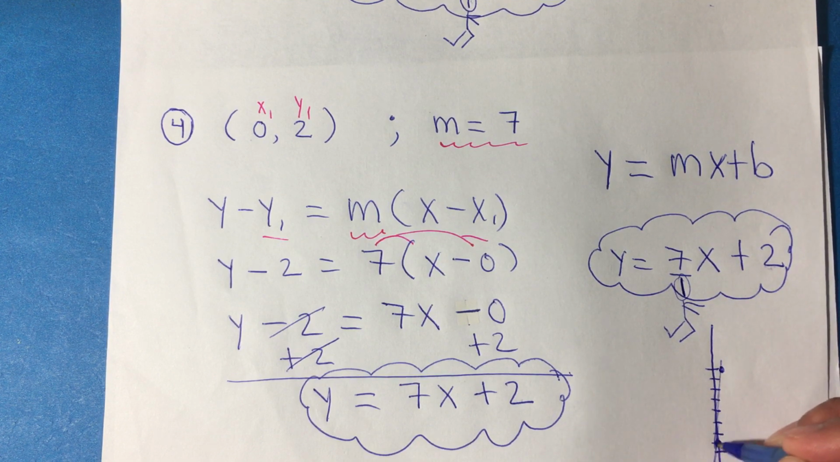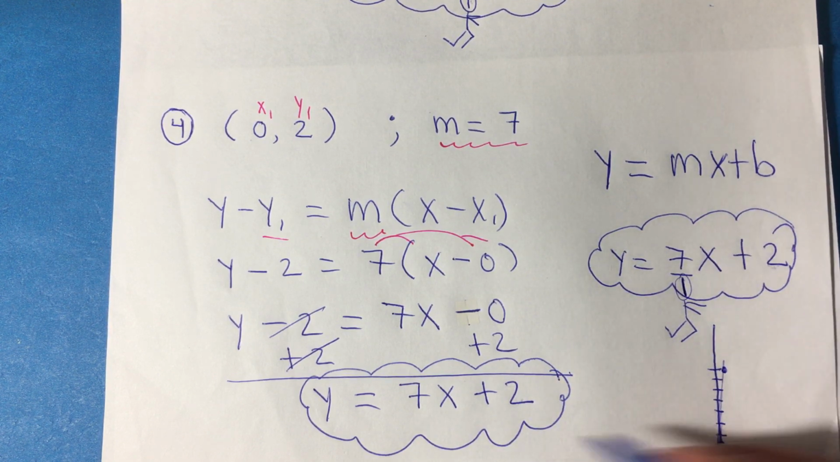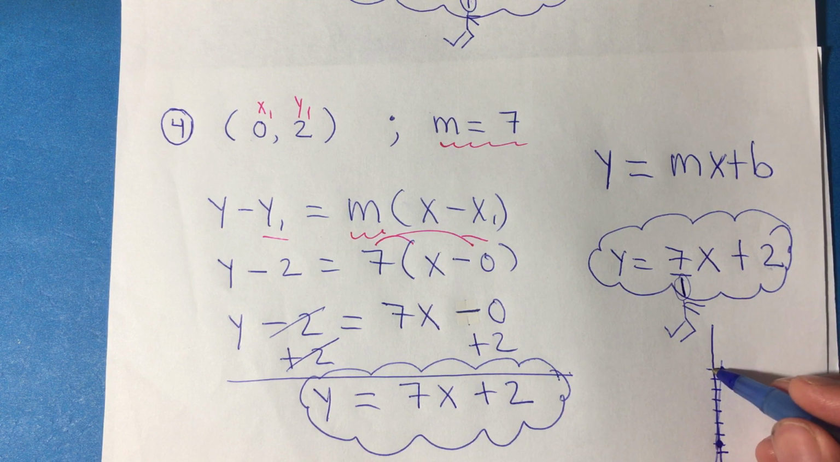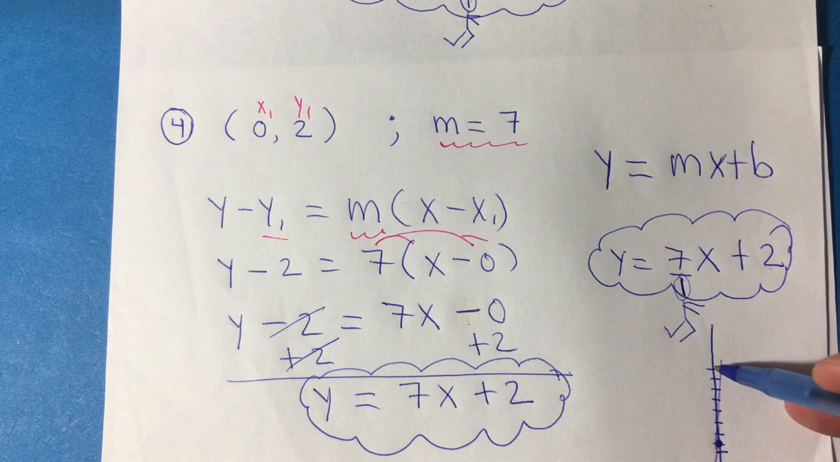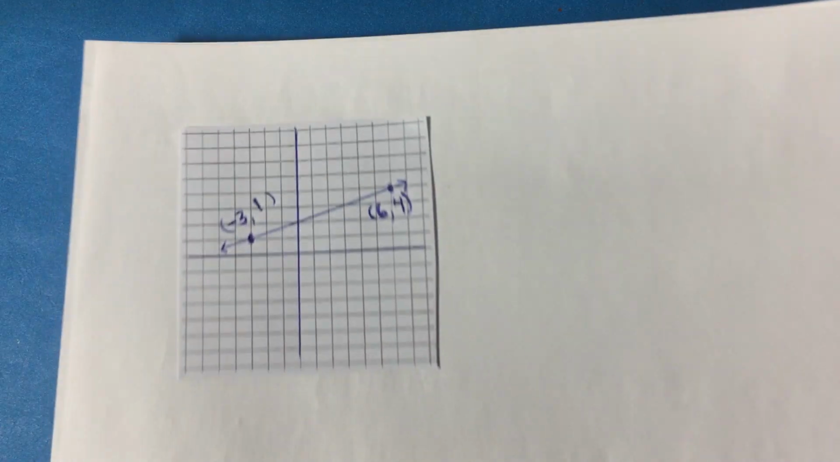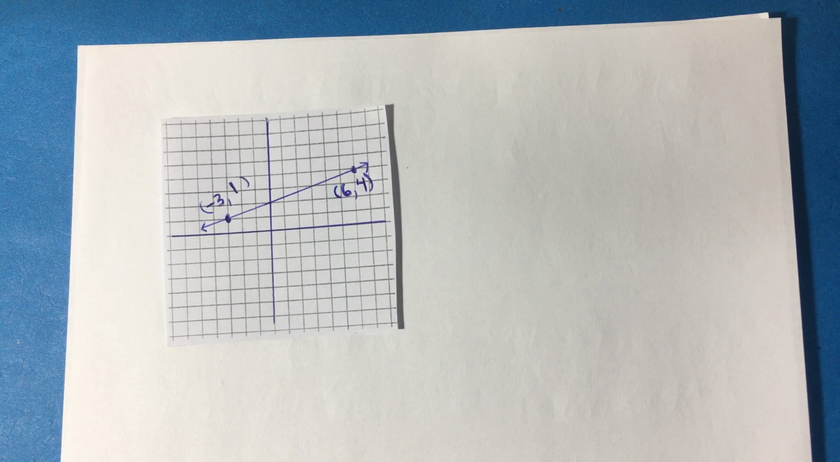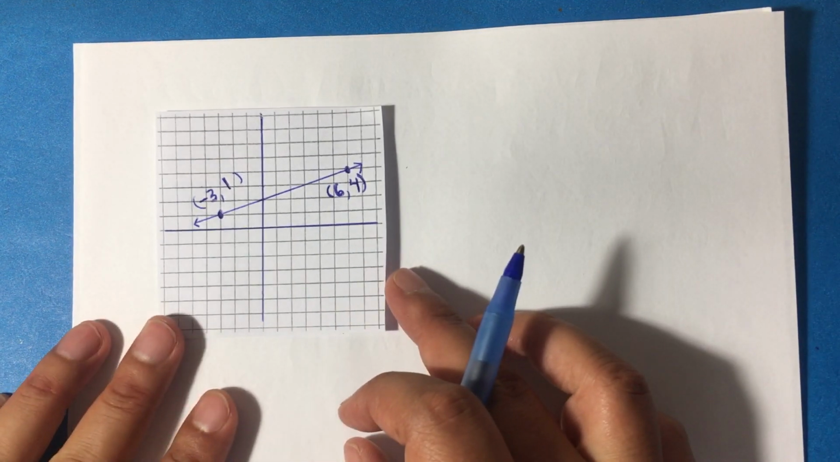What is my initial point? This is my initial point. What is the slope? The change on y over change on x, which is positive 7 over positive 1. Now doing those graphs will help me understand how to figure this one out.